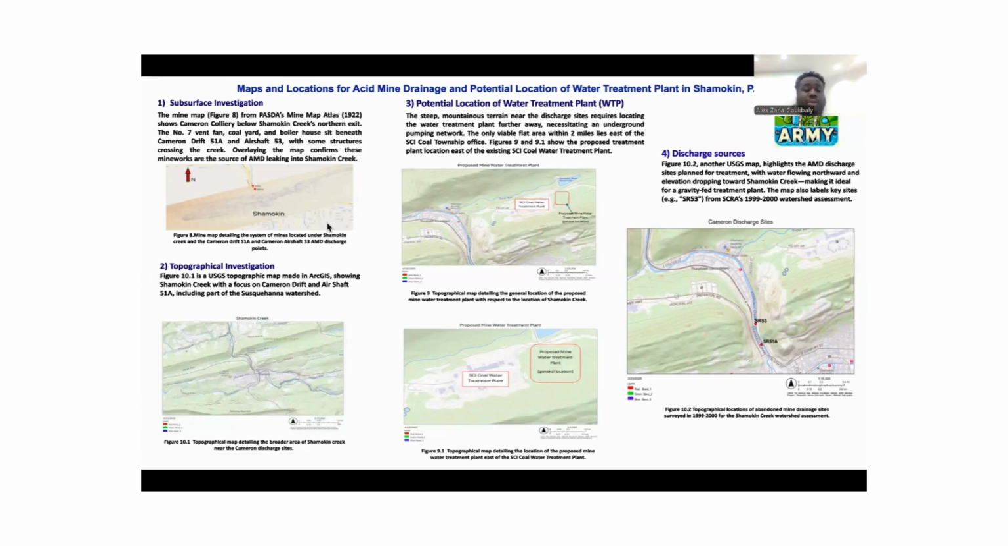And next, we looked at the topographical area to see the elevation and where the water flows for our two locations, Cameron Drift and Air Shaft 51A. Next, we found where our potential water treatment plant should be and decided to put it next to the prison there, because that's the clearest area that we have within the 2 miles.